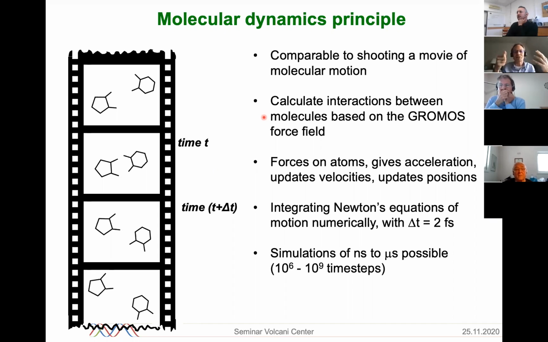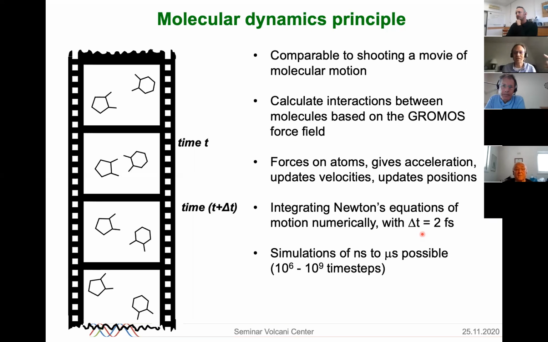So I can deterministically predict what my system looks like if I have it at a time t, what it looks like at a time t plus delta t with a very tiny time step. This delta t is a very tiny time step. So I can predict where the atoms will move. I'm integrating Newton's equation of motion, typically with a time step of femtoseconds. And then we can simulate it.